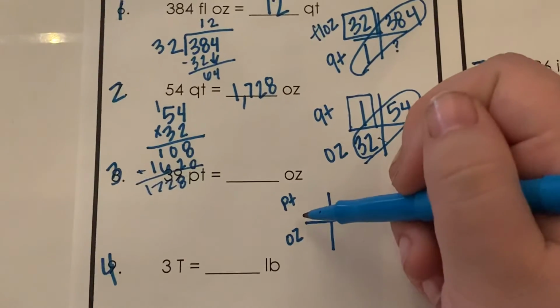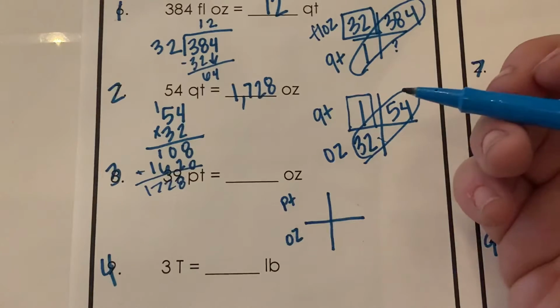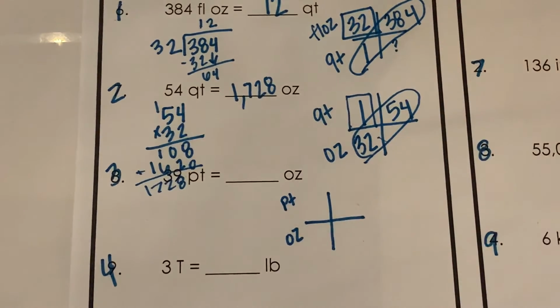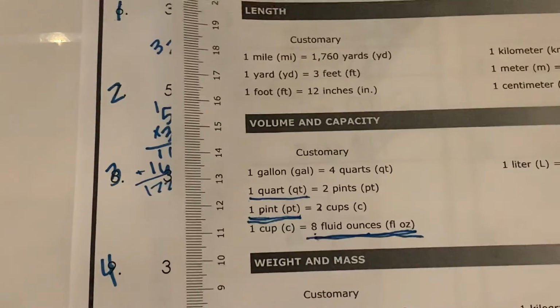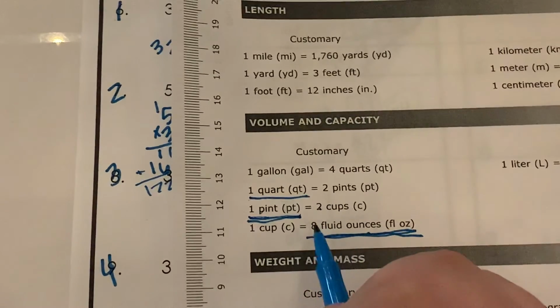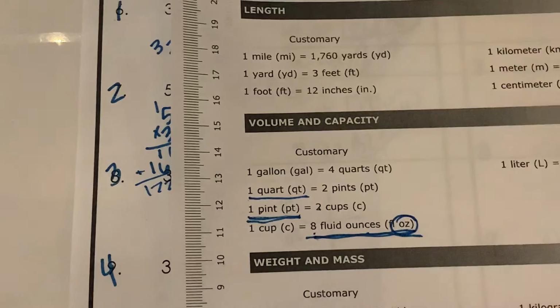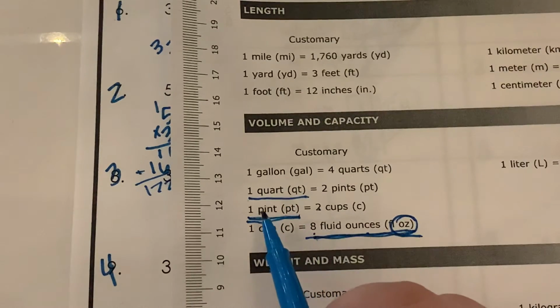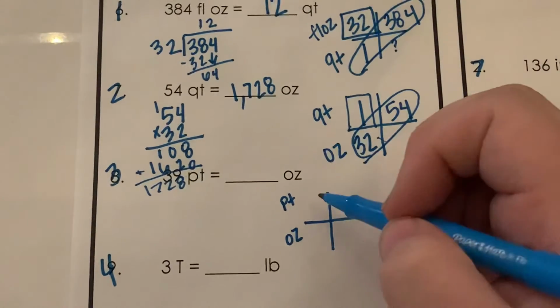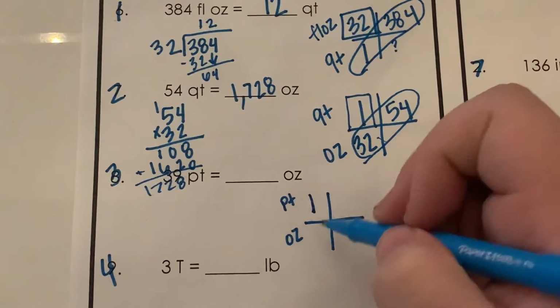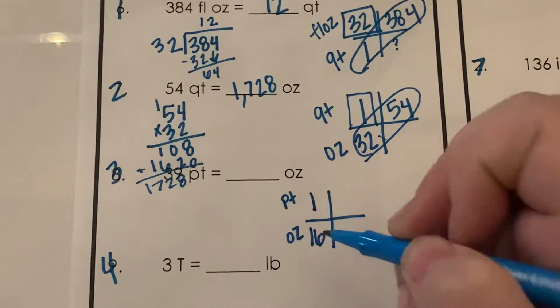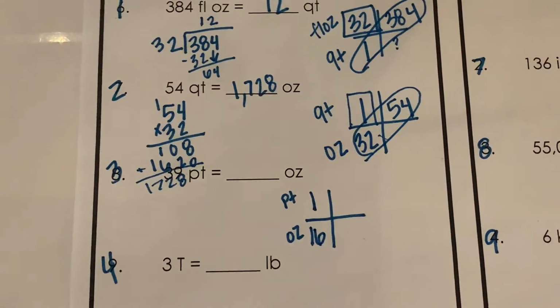So is our 16, where's our 16, our pints or our ounces? The ounces. The pint was 1. So even though, and our ounces were 16. Y'all said it backwards a minute ago.